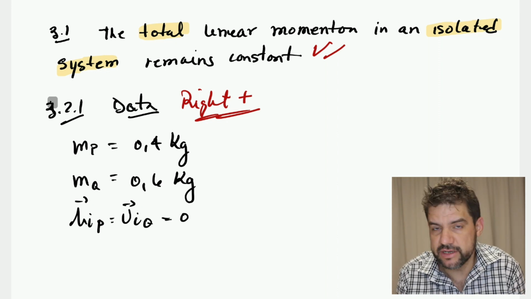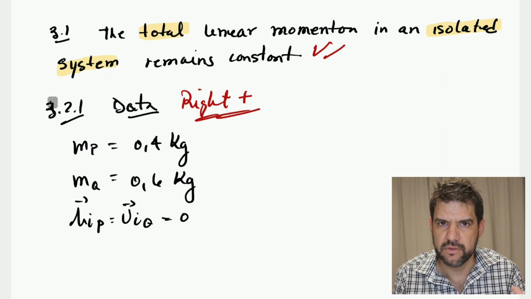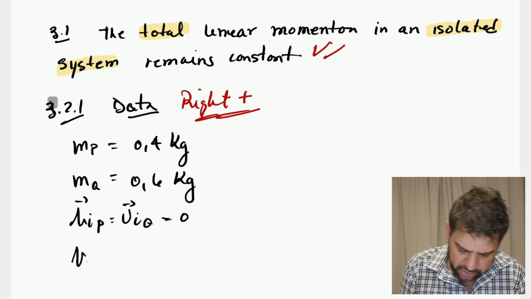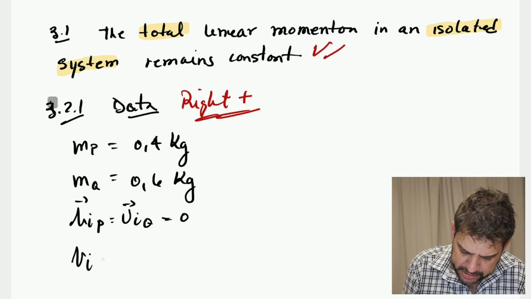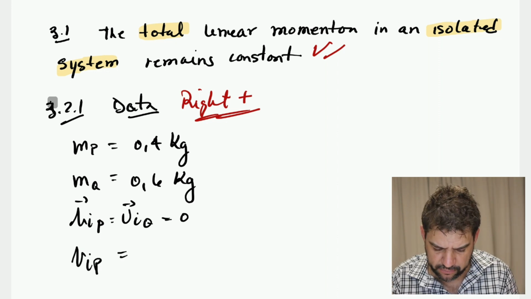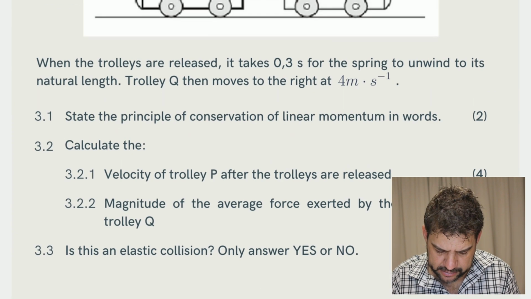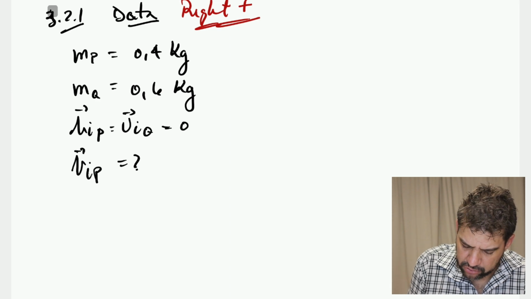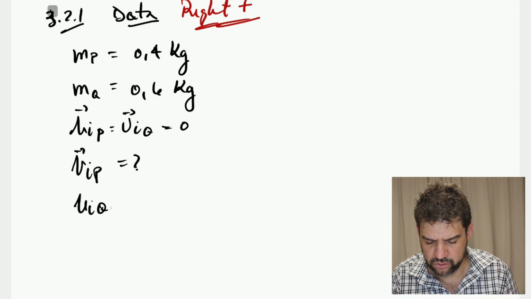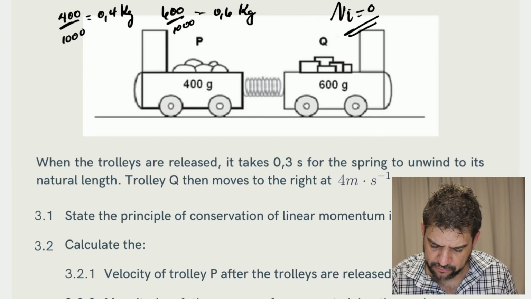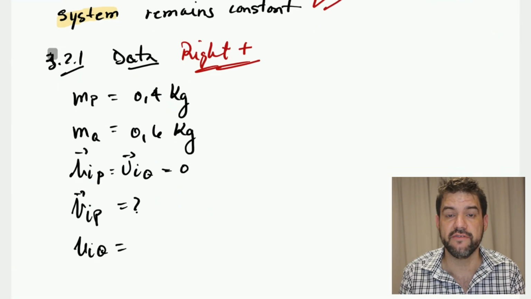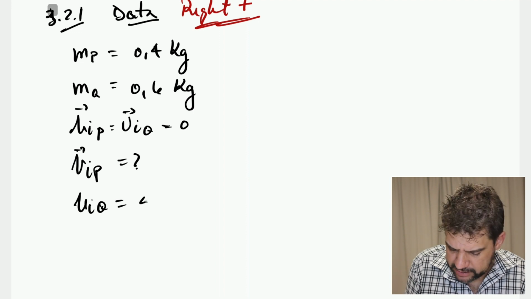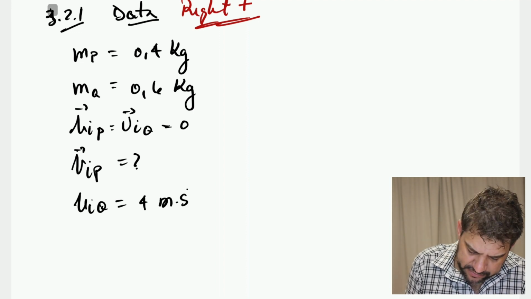Now, this one is before the collision, that specific explosion. After, we have the final velocity of P, that is what you are looking for, question mark, and then the final velocity of Q is given to you, guys, 4 meters per second. We say right is positive, so it's going to be a positive 4 meters per second.